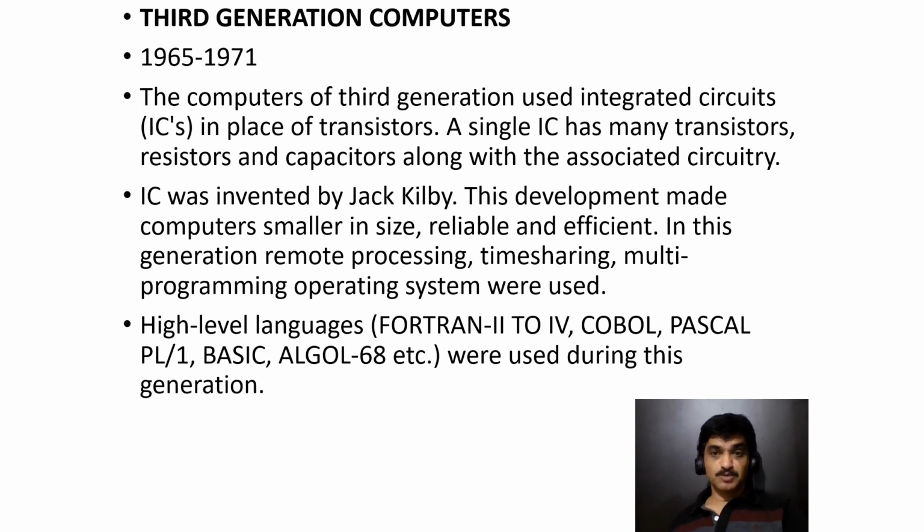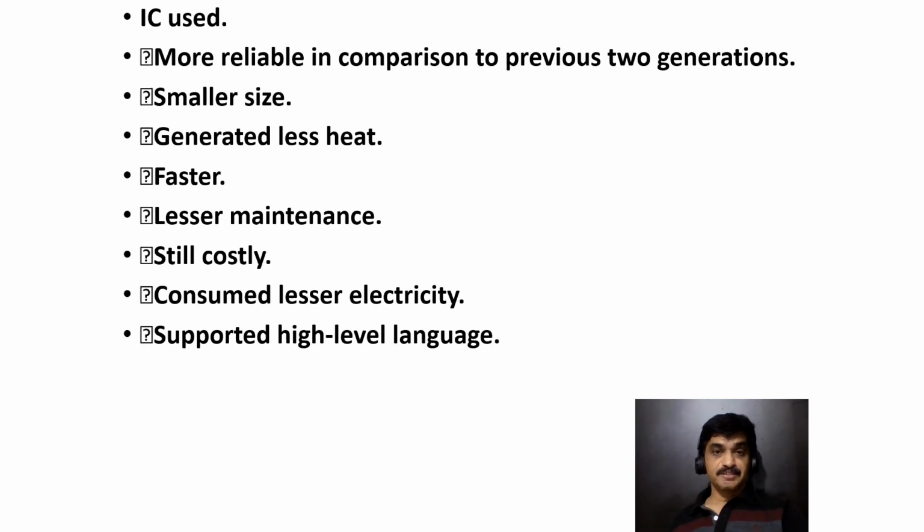In this generation, remote processing, time sharing, and multi-programming operating systems were also used. High-level languages like Fortran 2 to 4, COBOL, Pascal, PL/1, Basic, Algol 68, etc. were used during this generation. If you see machine language to high-level languages, we were able to improve or upgrade.